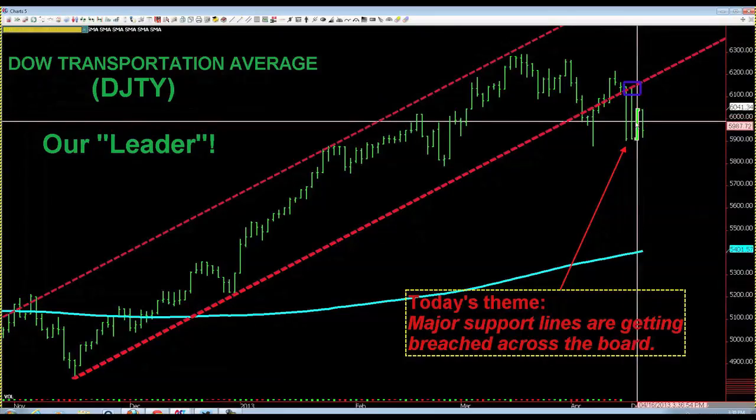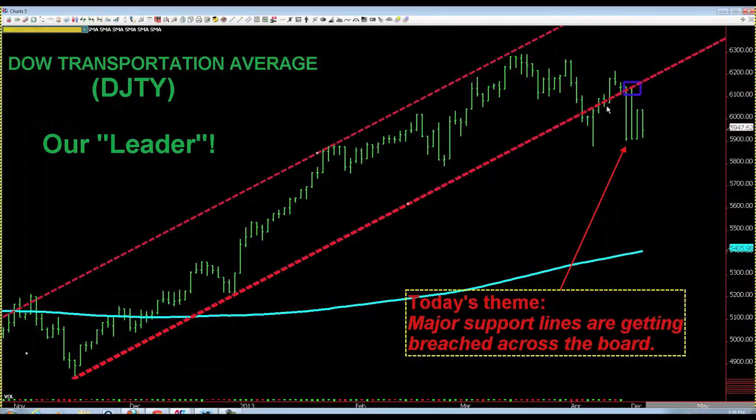Now it's starting to build a little bit of formation under the channel. And then, of course, it's been trading in channels.